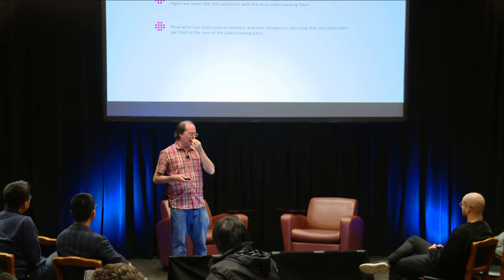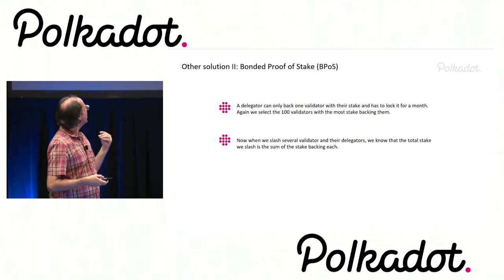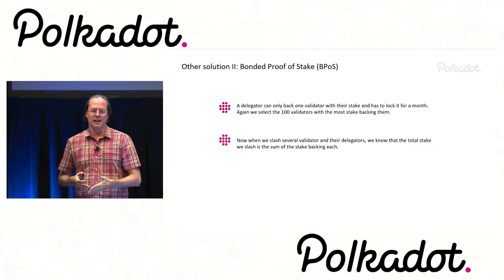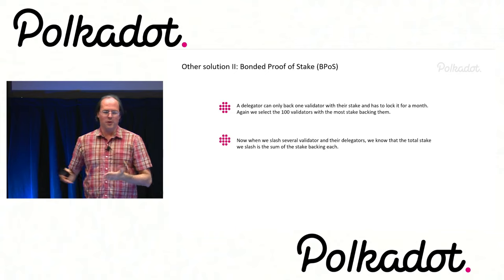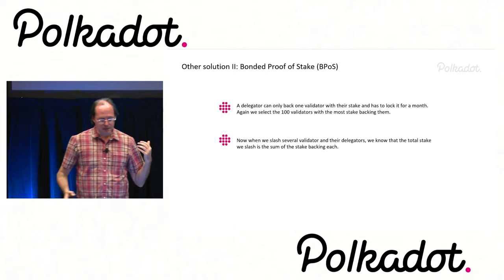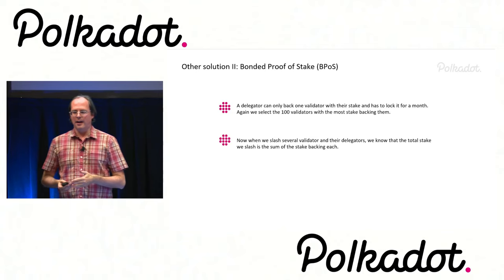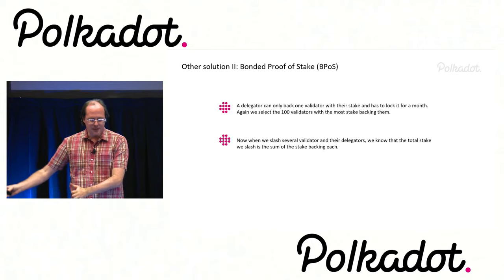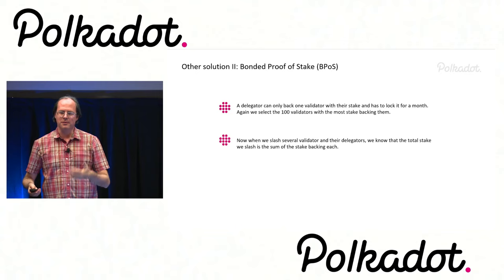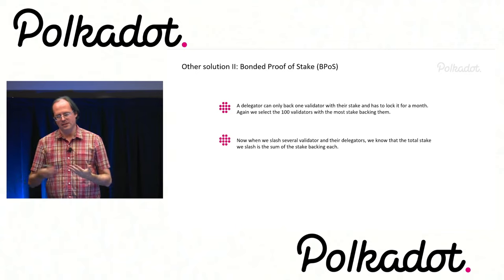Another election scheme is the one Cosmos is doing, which they call bonded proof of stake. So now we have delegators, but we only delegate to one validator. What that means is that when we slash a validator, we slash their stakers as well. We're guaranteed the stake is unique. And so now it's definitely expensive to slash 10 or a third.